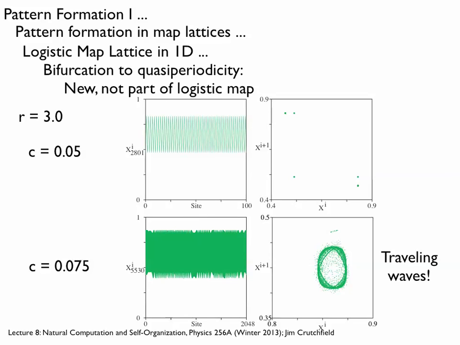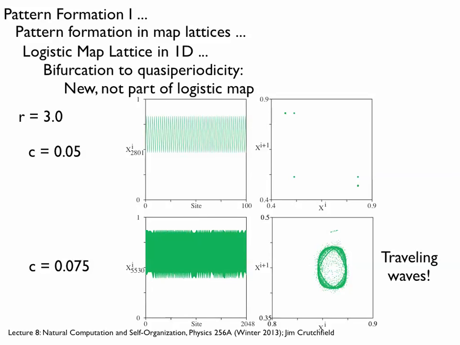Now, if I increase the coupling again so they're more strongly coupled, 0.075, and I can go out for a long period of time, the system is mostly periodic, except we get this very interesting spatial modulation here. So here I'm showing you a larger lattice from 0 to 2048. And then we do the same type of spatial return map. Here we had spatial periodicity, and we saw points up here. Here, if we do this, what we see is actually a quasi-periodic attractor.